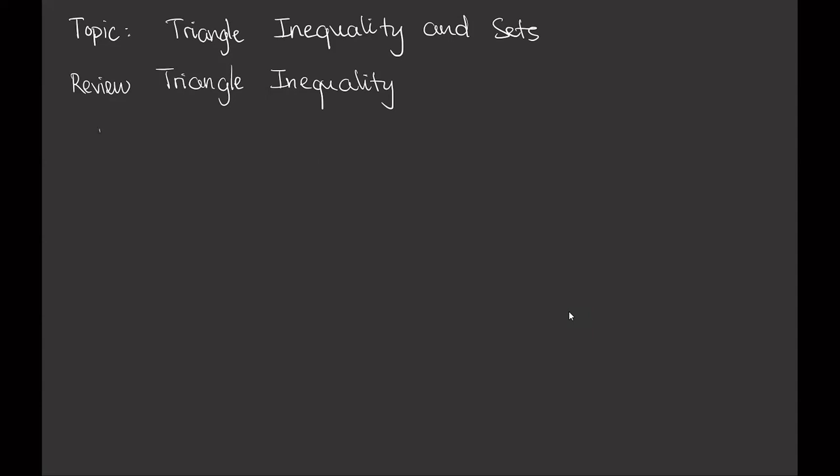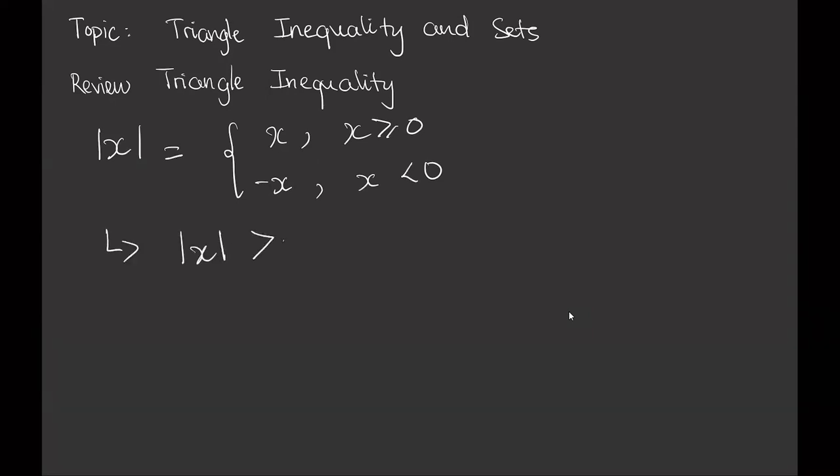Okay, so let's talk about absolute value. The definition of absolute value is x for x greater than or equal to 0, and negative x when x is smaller than 0. So the takeaway from here is that the absolute value of x is greater than or equal to 0 for all real numbers x. So the absolute value of 3 is 3. The absolute value of negative 3 is also 3. So absolute value is non-negative. That's the important thing to remember here.